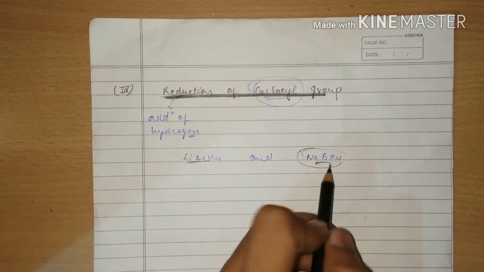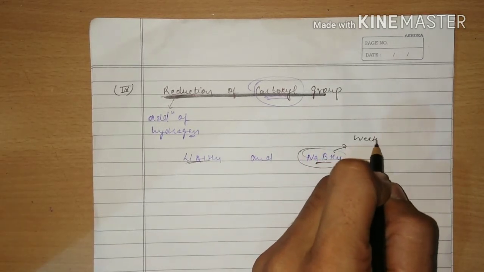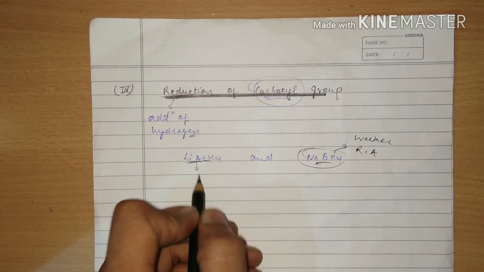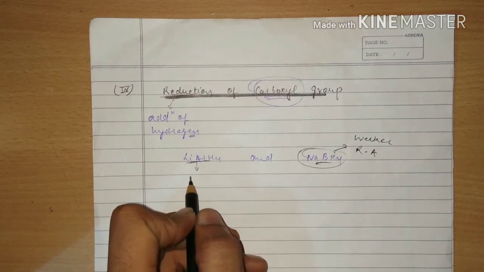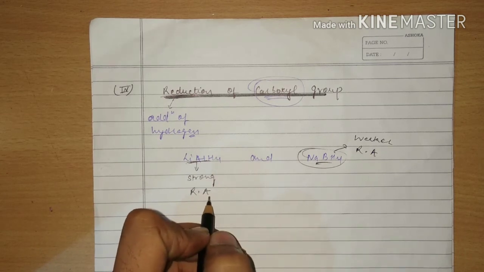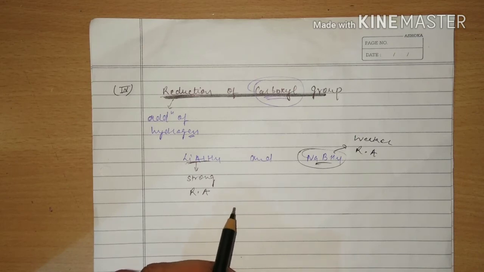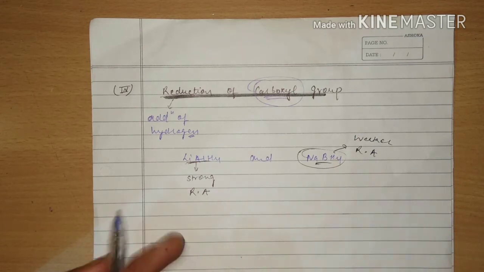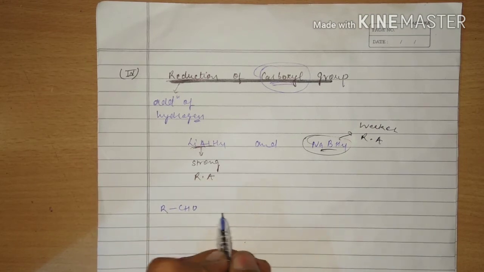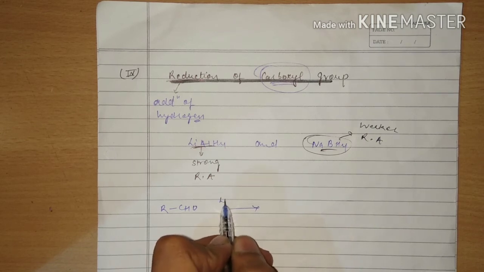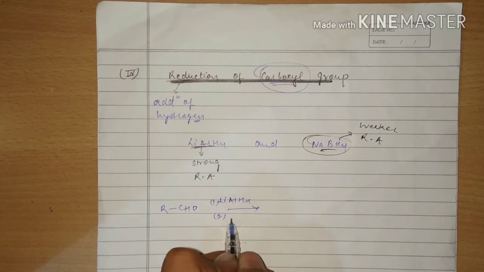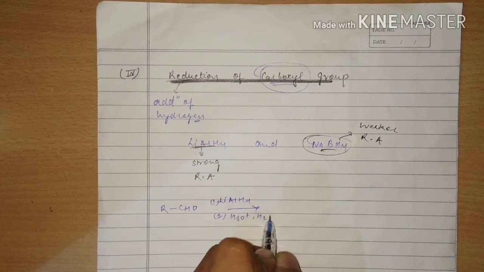So NaBH4 is a weaker reducing agent and LiAlH4 is a very strong reducing agent. Using these two, we will be reducing the carbonyl groups. For example, let's take RCHO and react it with LiAlH4 first and then H3O plus in presence of H2O.